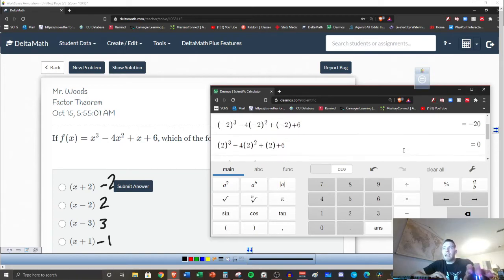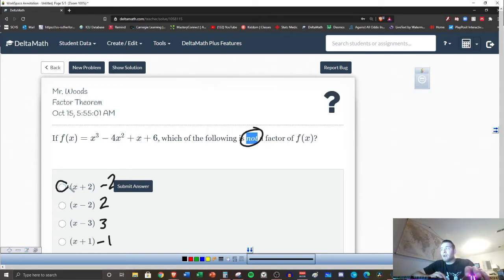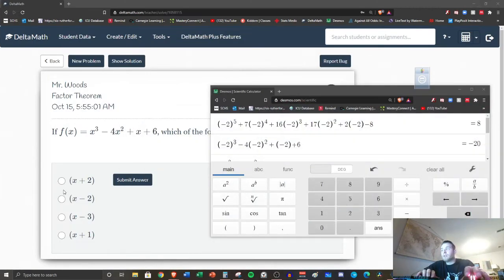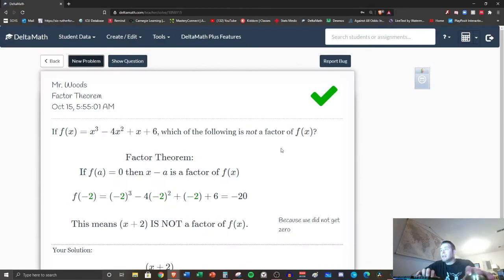So again, we know the answer has to be this one here because it was the first one we checked and it does not equal 0. That's what the rule is saying. So I submit that. Perfect.